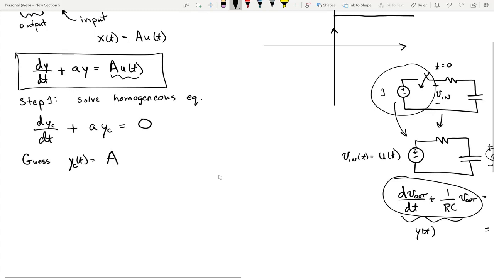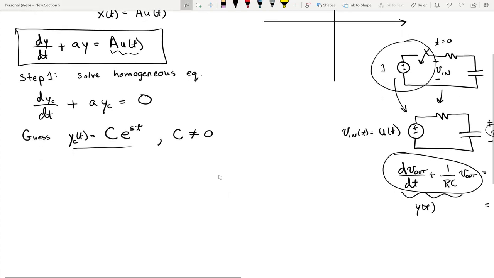So y sub c is equal to, I'm going to guess, not a, because I've already got a. I'm going to guess c e to the st, where I know that c is a constant that is never equal to 0, because if it were, this whole equation would be equal to 0. We always guess that when we're solving the homogeneous.